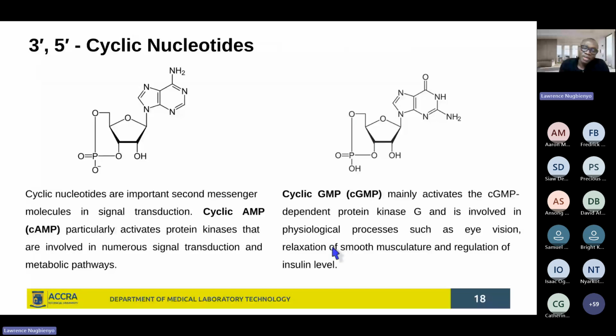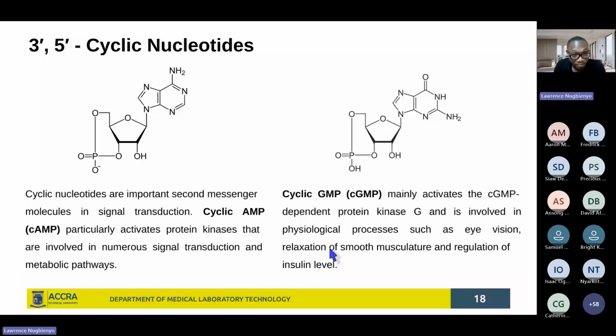Now, apart from these nucleotides that we have looked at, which are present in nucleic acids, you may come across some other nucleotides. They are not present in nucleic acids. Just like I mentioned that those nucleotides, the diphosphates and triphosphates, are not present in nucleic acids, the same way you can have things like cyclic nucleotides.